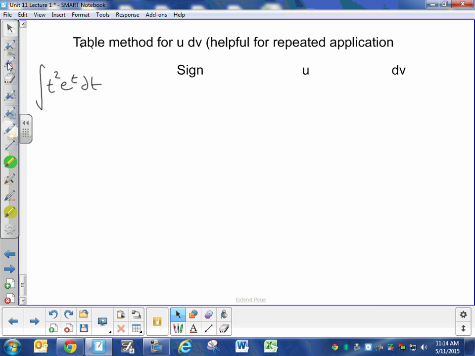Here's what you do. You start with your sign. Then you're going to have a U column and a DV column. It's all going to be columns. Your signs are going to alternate plus, minus, et cetera, et cetera. Whatever you would pick as your initial U, you'll pick for your U here. And then you are going to just continue to take the derivatives as you work downward.